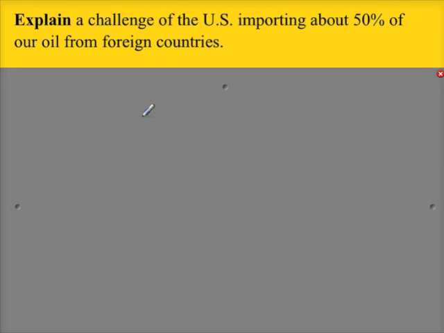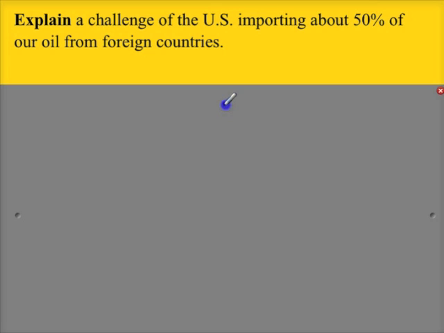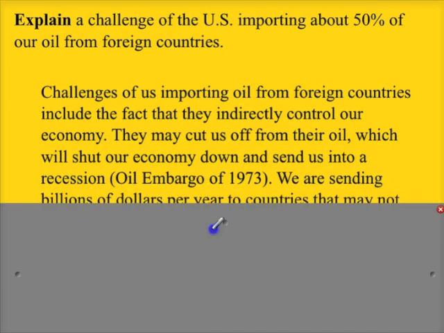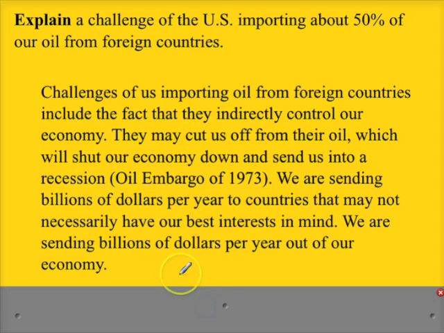Now, this short answer question: explain the challenge of the U.S. importing about 50% of our oil from foreign countries. Now, this is something we haven't specifically gone over, but this is one of those questions I really want to see how you answer. How are you going to go about it? And we've talked about the United States using a lot of electricity. There's a lot of demand for energy, a lot of demand for gasoline.